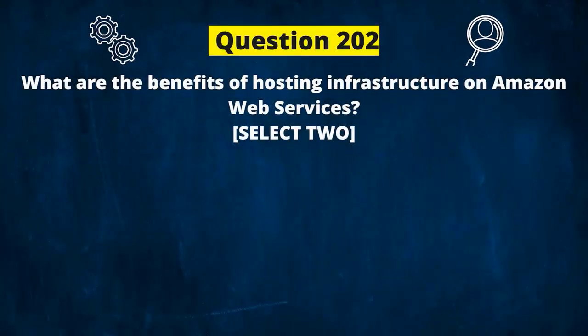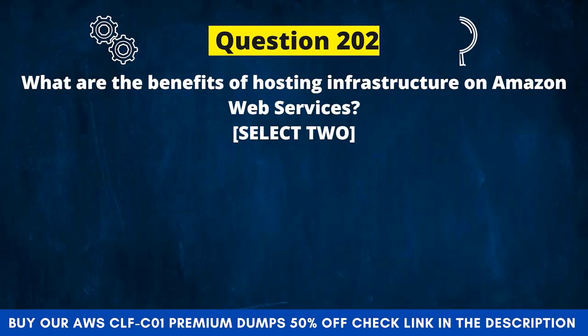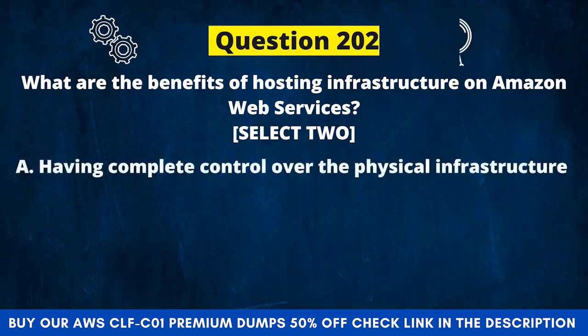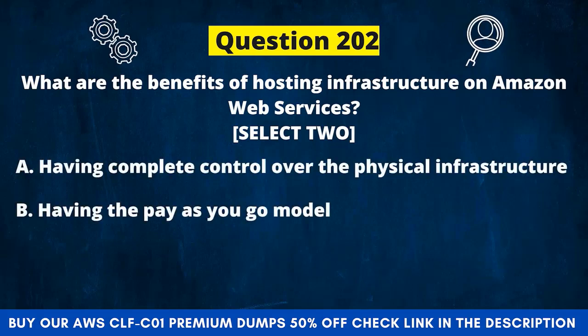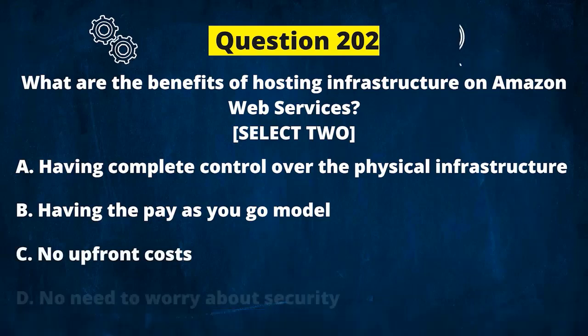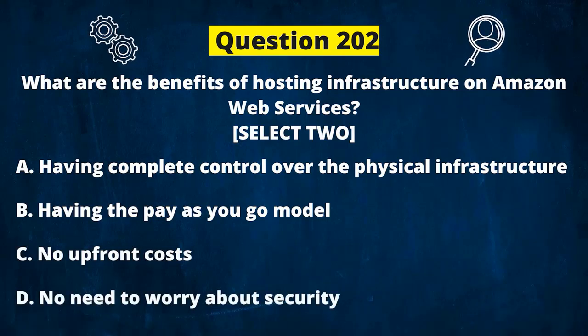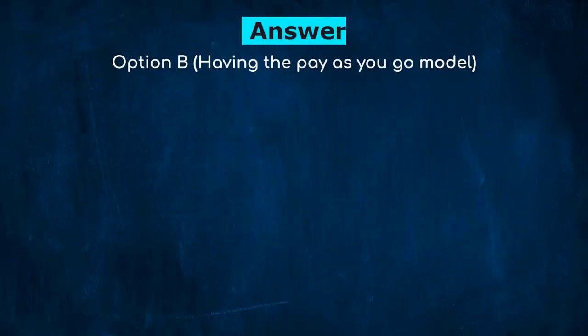Question 202. What are the benefits of hosting infrastructure on Amazon Web Services? Select two options. And the options are A. Having complete control over the physical infrastructure. B. Having the pay-as-you-go model. C. No upfront cost. D. No need to worry about security. And the correct answer is option B. Having the pay-as-you-go model. And C.